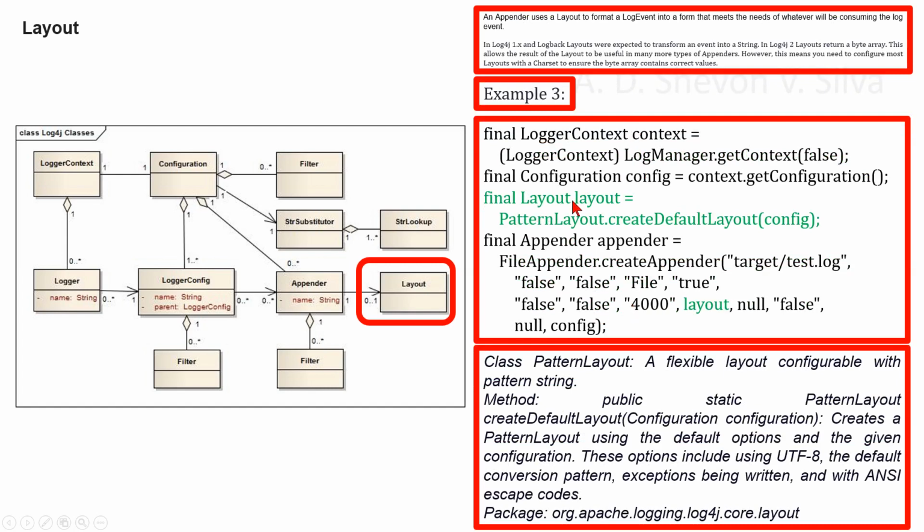Here the class PatternLayout, a flexible layout configurable with a pattern string. The method public static PatternLayout createDefaultLayout(Configuration) creates a pattern layout using the default options and the given configuration. These options include UTF-8, the default conversion pattern, exceptions being written, and with ANSI escape codes. This class is in the package org.apache.logging.log4j.core.layout, and here the layout is passed to the method createAppender.